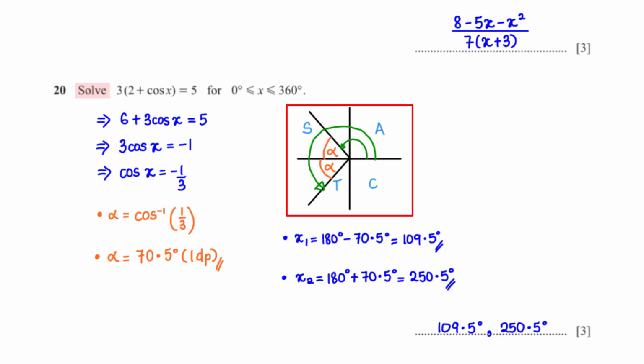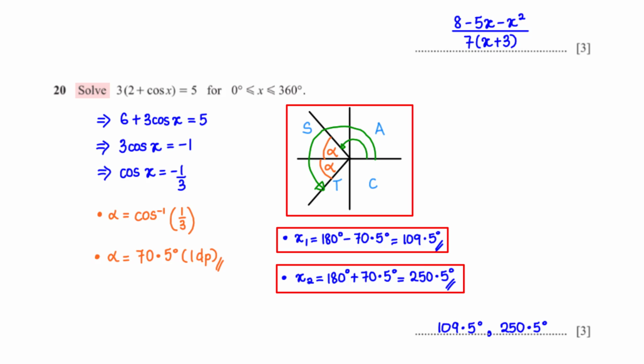Since the value of cos x is negative, we only measure alpha from the horizontal axis in the regions where cos is negative. When we go round the quadrant the first time, we get the first possible value of x to be 180 degrees minus 70.5 degrees, which is equal to 109.5 degrees. When we go round the quadrant the second time, we get the second possible value of x to be 180 degrees plus 70.5 degrees, which is equal to 250.5 degrees.